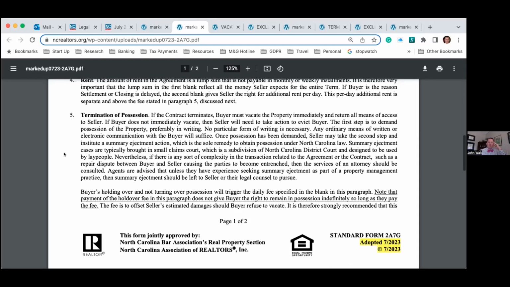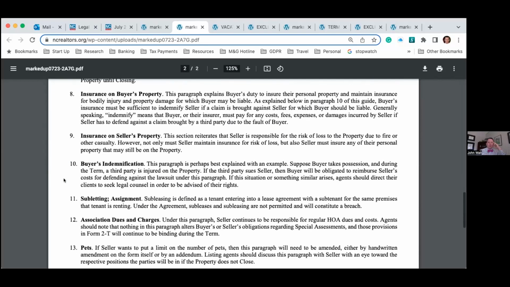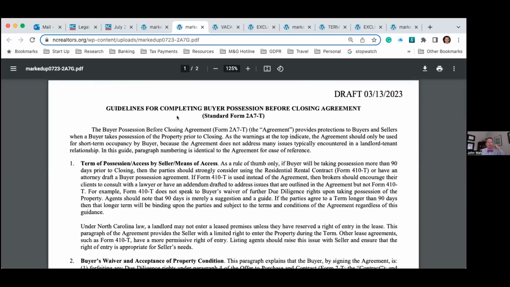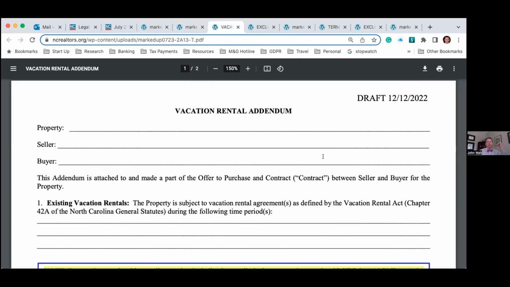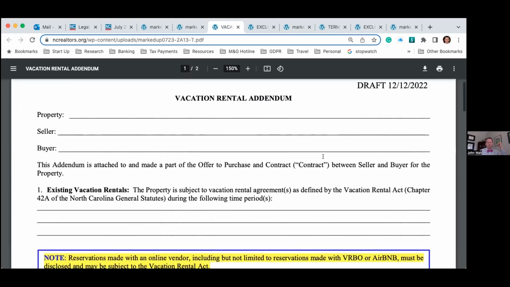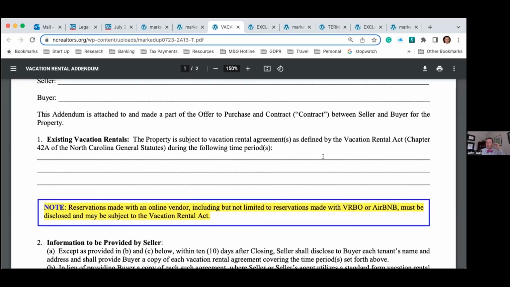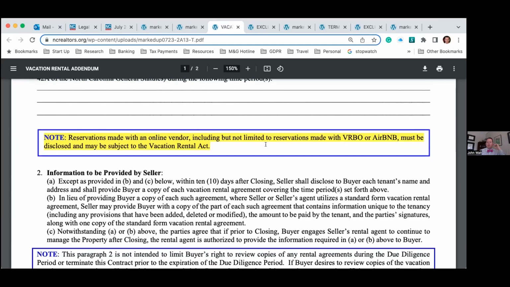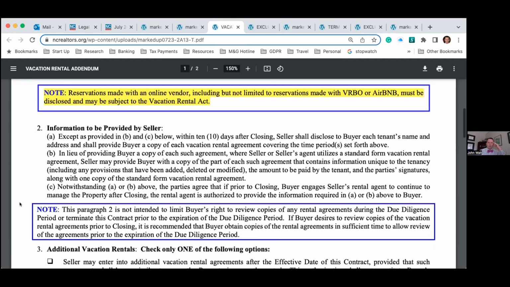Also down here, there's talk about the eviction process and sort of the basic nuts and bolts of that. These are meant to be something that are helpful to you and your client. So just know these new guidelines are out there. And if you have a buyer or seller possession, then it's probably a good idea to just hand those to your clients so that they know what's going on. For those of you that do vacation rentals, this vacation rental addendum is an addendum to Form 2T. There is a note here about VRBO and Airbnb that they can potentially be subject to the Vacation Rental Act. That's just an added note there.